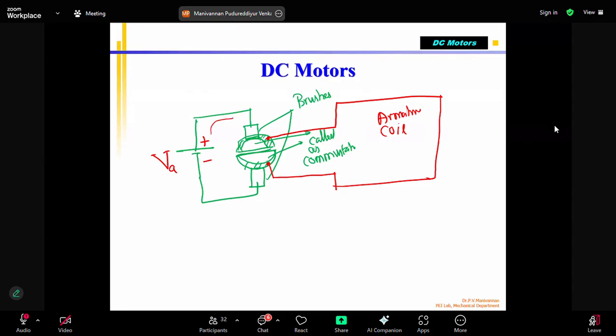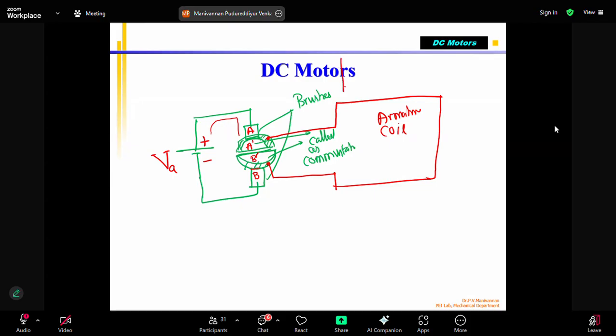From this, the current will flow through the brush. First, I say this is brush A. This is brush B. And A dash is our commutator part which touches A, and again the commutator part at the bottom, I say, is B dash. So the voltage VA, the armature voltage from a DC power supply, is given to the brushes. The brushes are touching the commutator. The commutator is attached with the armature coil. Please note that the armature coil can rotate freely because it is put on a shaft with bearings.